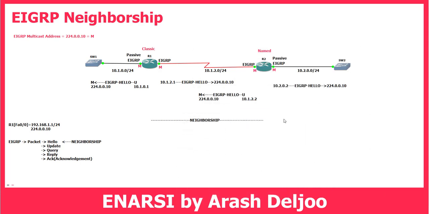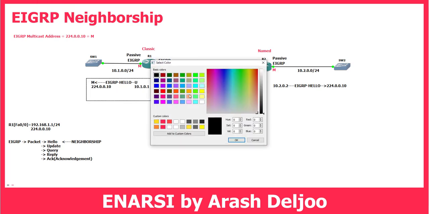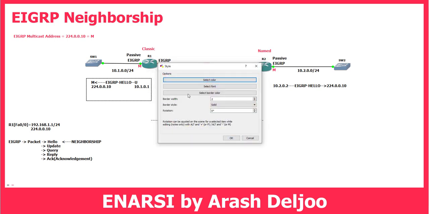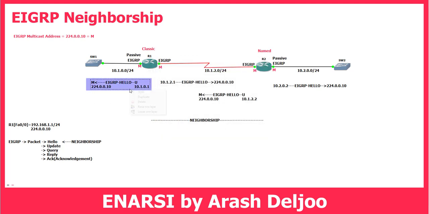Until now, we have learned how we can prevent the sending of the EIGRP hello. Because of that, now we don't have these EIGRP hellos. Let me show you with another color. Why? Because of efficiency and because of more security. We don't have these EIGRP hellos now. Okay, and now we can start talking about the neighborship itself.